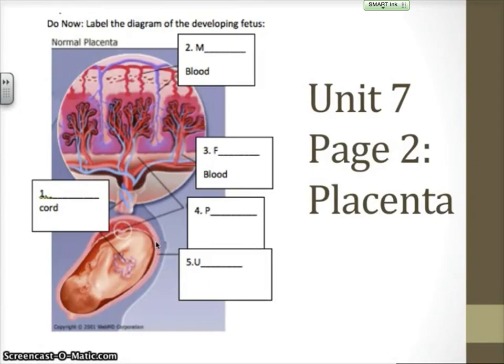Unit 7, page 2. This page homework is about the placenta. Take a moment now to fill in the diagram with the boxes on your handout. You may pause the video at this time. Okay, let's check your answers.